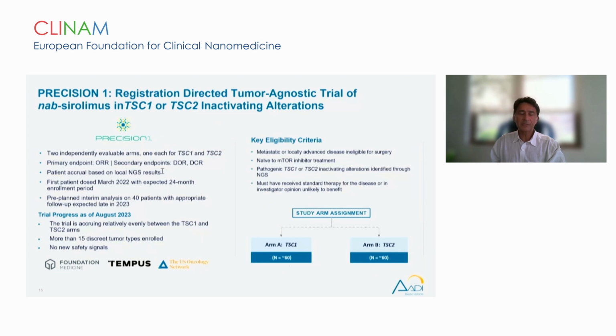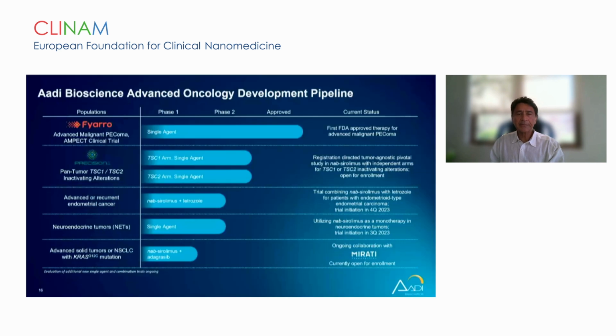And of course, duration of response is very important, as I mentioned before, because we want to make sure that patients who respond continue to respond and do not progress in a few months' time. So that is the ongoing trial, and we hope to report that next year in the full trial in 2024 with a total of 120 patients accrued. But later this year, we will have an interim analysis on the first 40 patients.